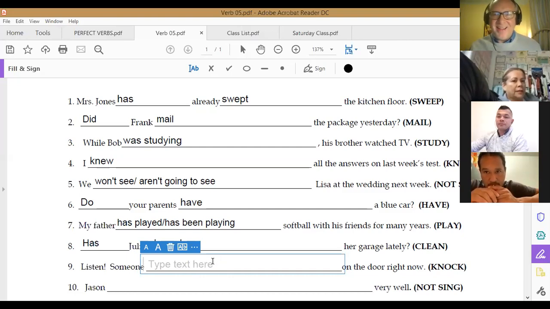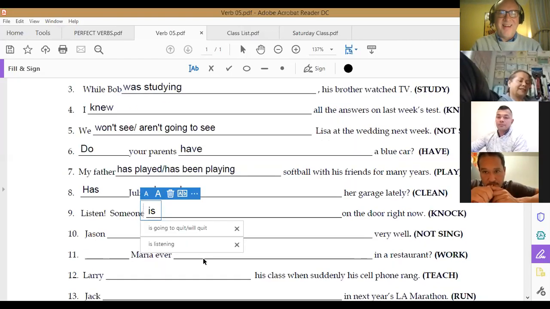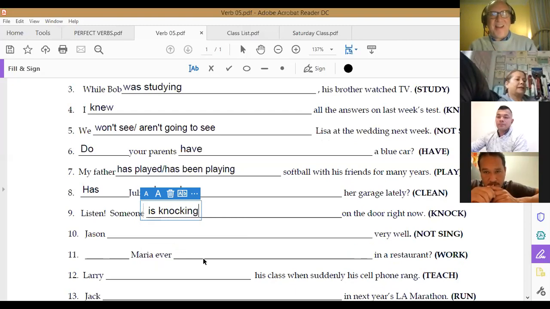Now the next one says, listen. Somebody is knocking. No, it's nothing. Somebody is very enthusiastic tonight at somebody's house. A lot of enthusiasm from some young boy, sounds like to me.